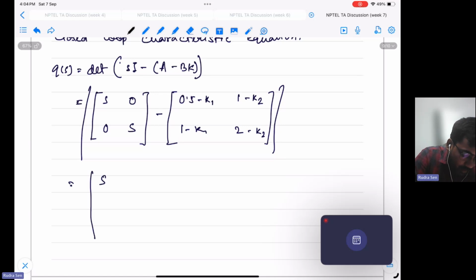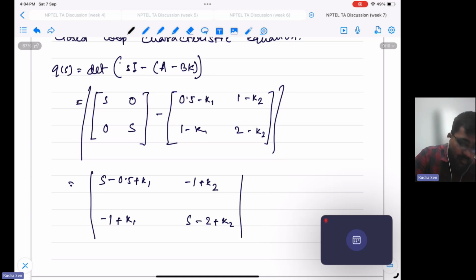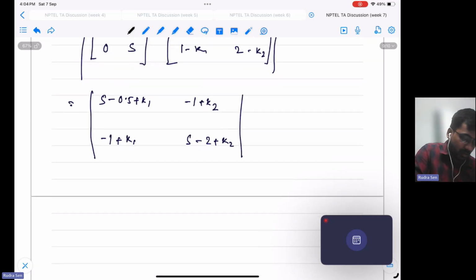What you will get is S minus 0.5 plus K1. This is minus 1 plus K1. This is 1 minus 1 plus K2. And this is S minus 2 plus K2. Right? Now take a determinant of that.